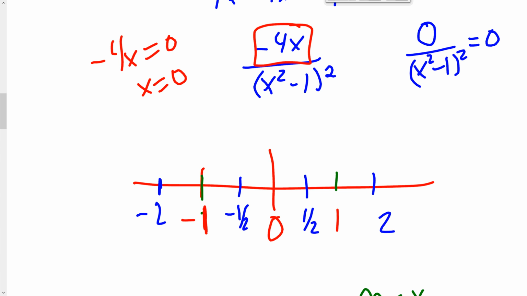So those are the ones that I'm going to test in the second derivative, which kind of stinks, but when I plug in -2, I know whatever's on bottom is going to be squared, so I know it's automatically going to be positive on bottom.